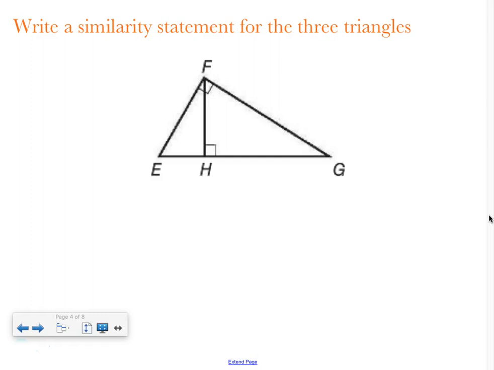So that is a property. If we have a right triangle and there's an altitude drawn from the right angle to the hypotenuse, I get 3 similar triangles. So let's write a similarity statement for all 3 of those triangles. Okay. So let's start with the big one. How can I name this triangle? EFG. Okay.